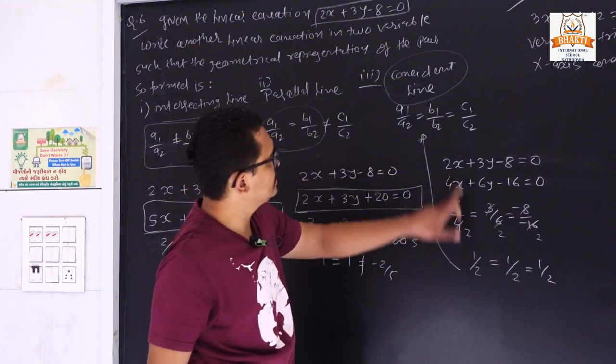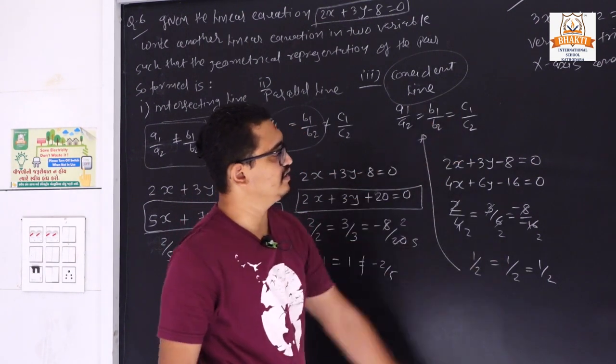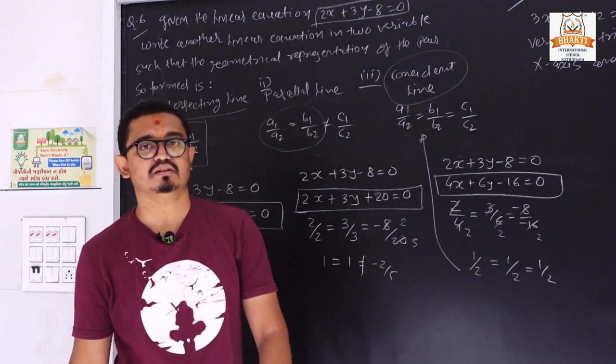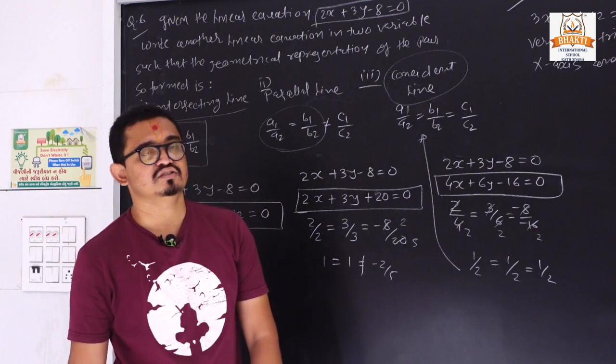a1 upon a2 is equal to b1 upon b2 is equal to c1 upon c2. So what is our second equation? 4x plus 6y minus 16 is equal to 0.